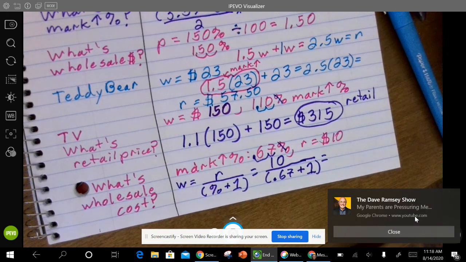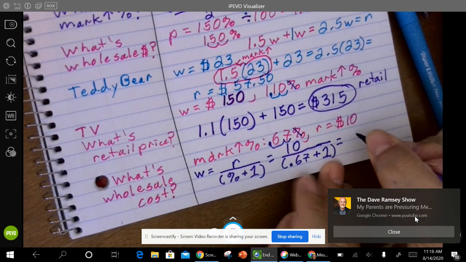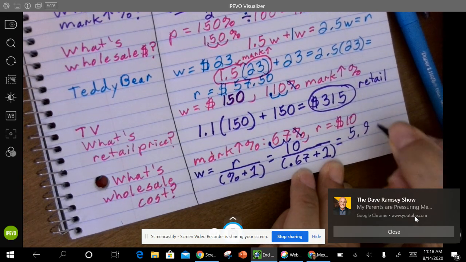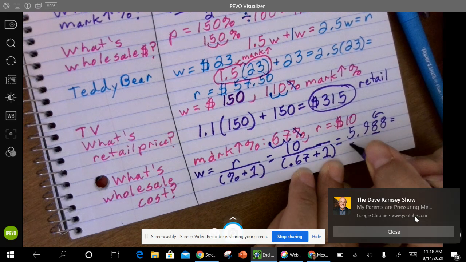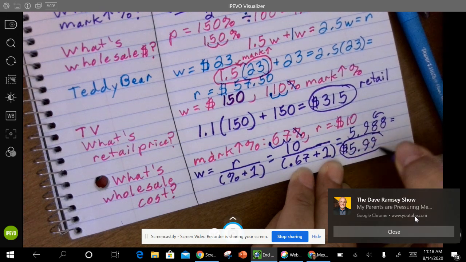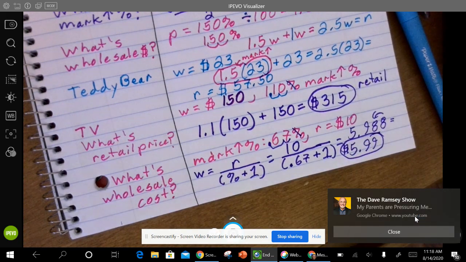Okay, so we put that all in the calculator. Make sure, everybody, you put in the parentheses so that it adds the 0.67 and the 1 first before it divides. And I got 5.988. Everybody remember, this is money, so we're going to round to the hundredths place. 5 and up, round it up. So it's $5.99 is the wholesale cost. Okay, everybody, you got this.